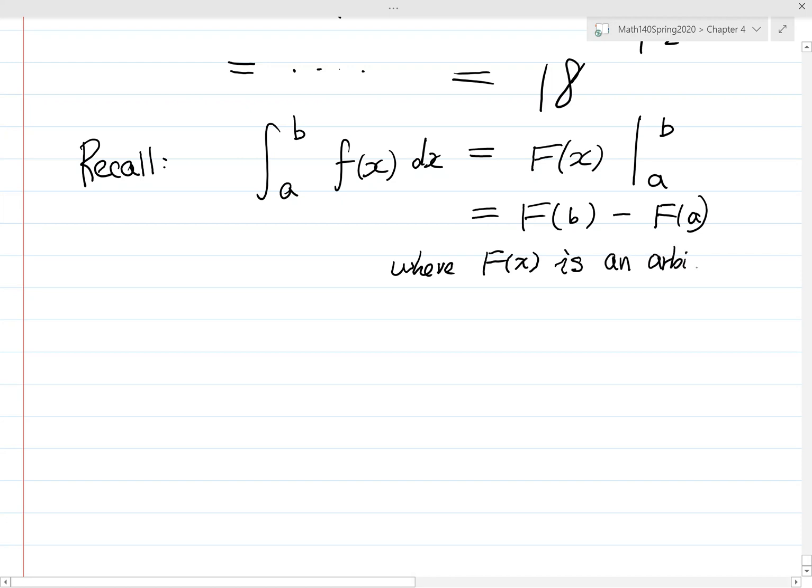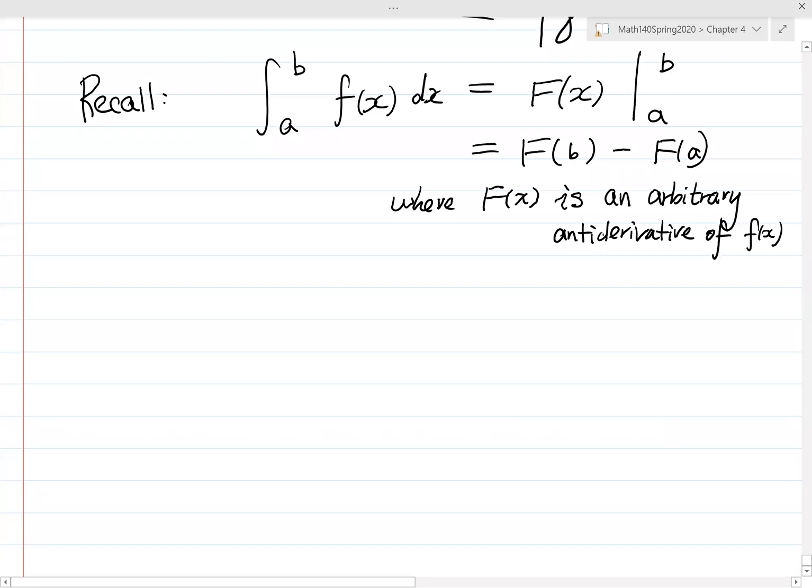is an arbitrary antiderivative of little f(x). Okay, it's determined only up to a constant.